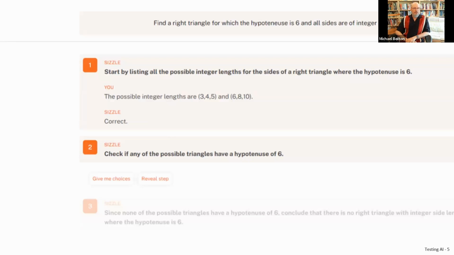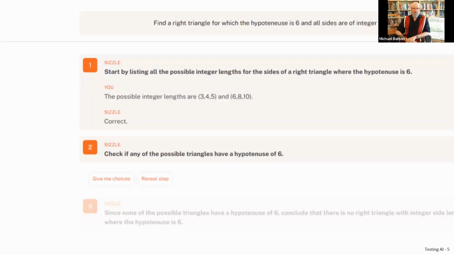I supplied this answer. The possible integer lengths are 3, 4, 5, 6, 8, and 10. Now notice that the hypotenuse here could not possibly be 6. The hypotenuse for that kind of triangle is 10. But it says, okay, correct. Check if any of the possible triangles have a hypotenuse of 6.